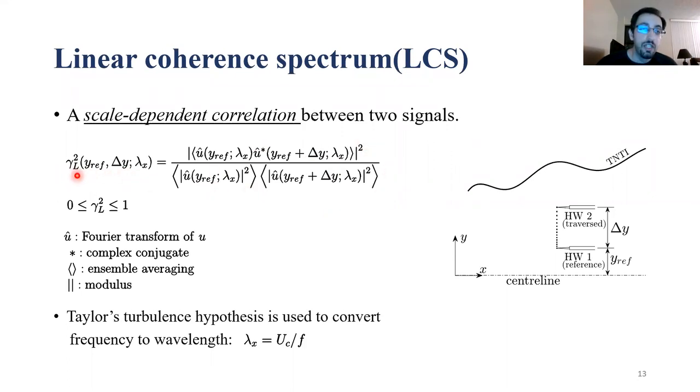So as you can see, coherence is a function of delta y, the distance between the hot wires here, and the wavelength, and it's always between 0 and 1. 1 is when we have two identical signals, and when the signals have no coherence whatsoever, then gamma squared is 0. And also because we use hot wire signals, the signals are in terms of time. So when we calculate the Fourier transform, we have this coherence in terms of frequency. So we use Taylor's turbulence hypothesis to convert the frequency to wavelength.